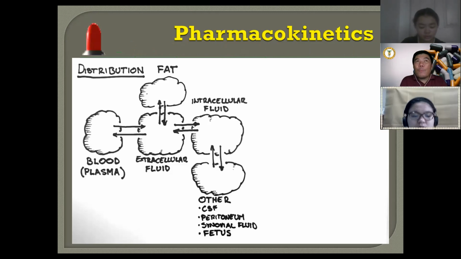Now, how about intracellular? For intracellular, the highest positively charged electrolyte is potassium. And the highest negatively charged, or anion, for intracellular is phosphate. Recall. Answer me. What is the highest positively charged or cation for extracellular?